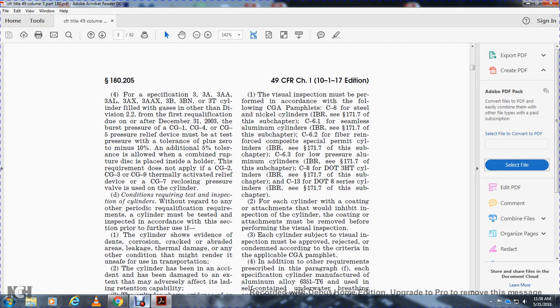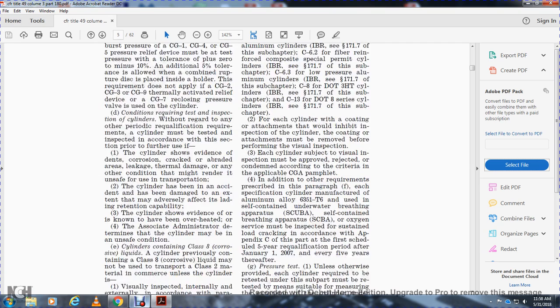Conditions requiring testing and inspection of cylinders, without abrogating any periodic inspection and requalification requirement: the cylinder must be tested and inspected in accordance with this section prior to further use if the cylinder shows evidence of dents, corrosion, cracks, or broad areas of leakage, thermal damage, or any other condition that might render it unsafe for transportation. The cylinder has been in an accident and has been damaged to the extent that it may adversely affect the lading retention capability. The cylinder shows evidence of having been overheated. The associate administrator determines the cylinder may be in an unsafe condition.